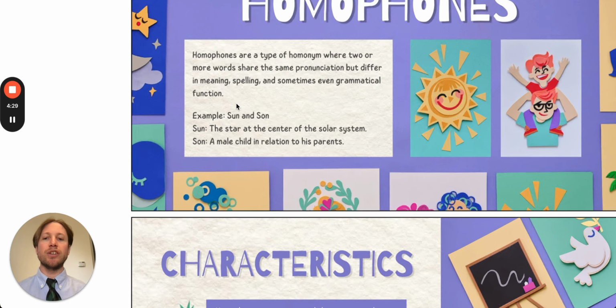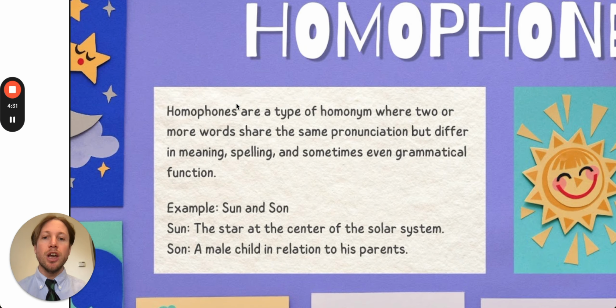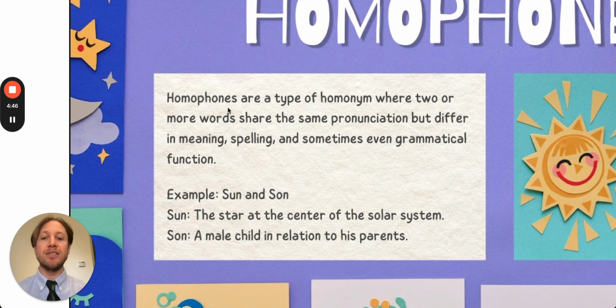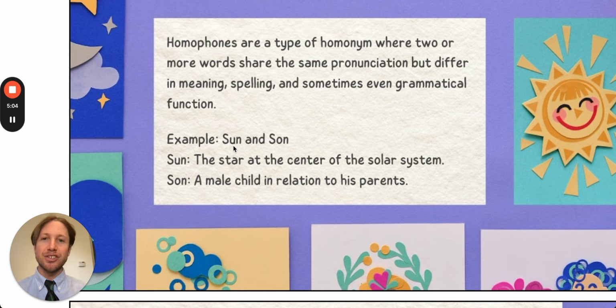Now, just as a refresher, remember that homophones are a type of homonym where two or more words share the same pronunciation but differ in meaning, spelling, and sometimes even grammatical function. So if we have a look at the homophone example, sun and son, we can see S-U-N versus S-O-N, whereas the sun, S-U-N, is the bright star in the sky, very warm, and the son is the child of a mother or father, a male child of a mother or father.